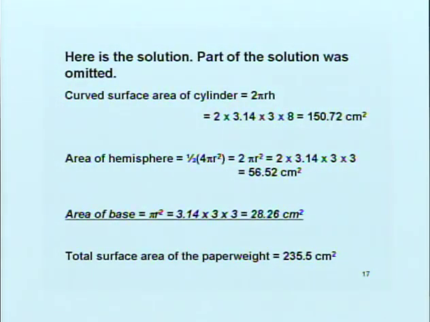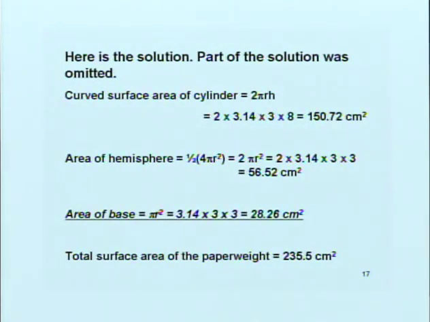The area of the hemisphere is half the surface area of a sphere. The surface area of a sphere is 4 pi r squared. Half of that will give us 2 pi r squared. Substituting the value for r will give us a surface area for the hemisphere as 56.52 cm squared.